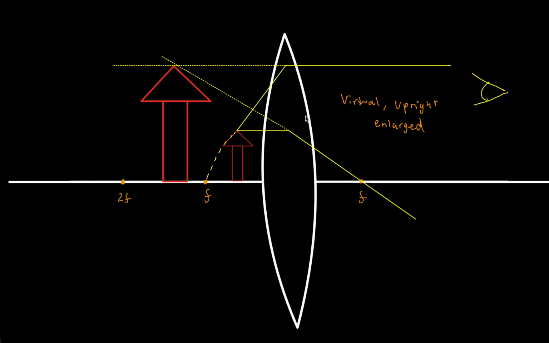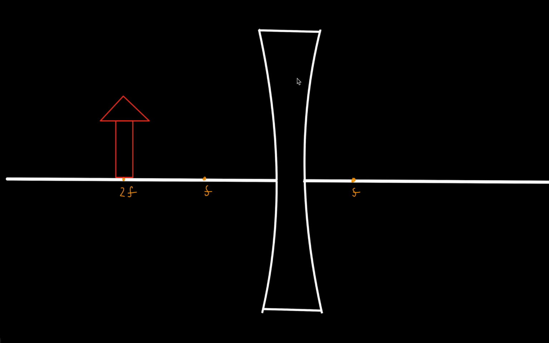So just to summarize, with our converging lens, we're going to be creating real inverted reduced, real inverted enlarged, and virtual upright enlarged images. All right, so now let's talk about our diverging lens, also known as our concave lens. And this lens will be bending light outwards. So how do we draw ray diagrams from here?